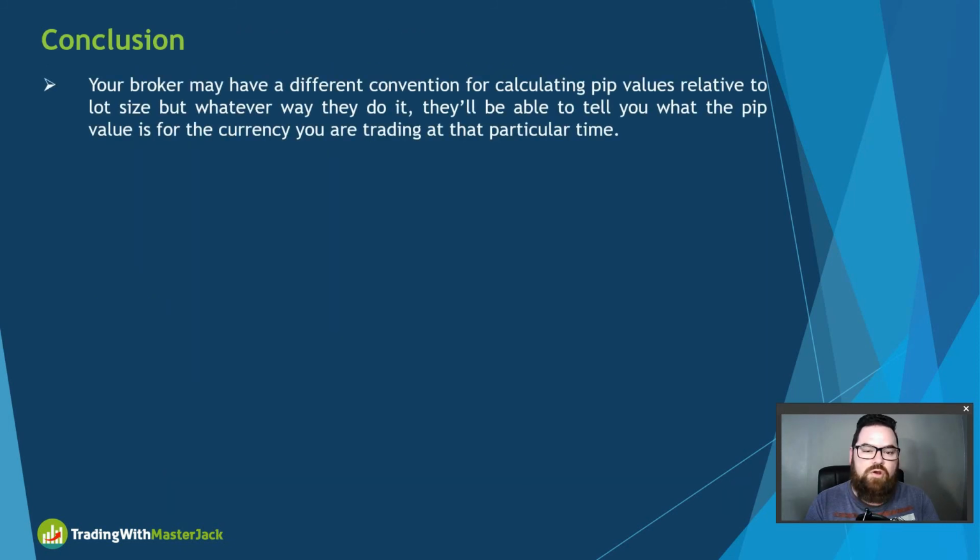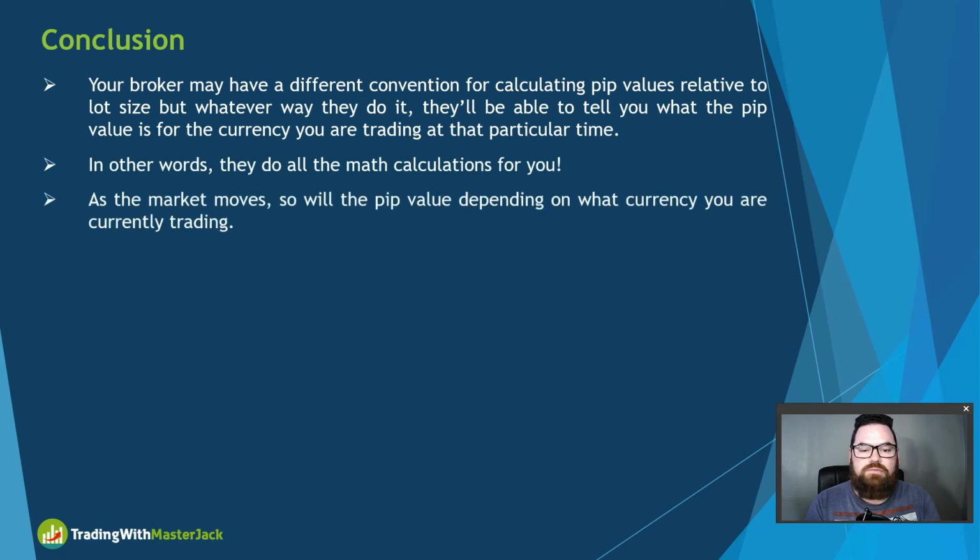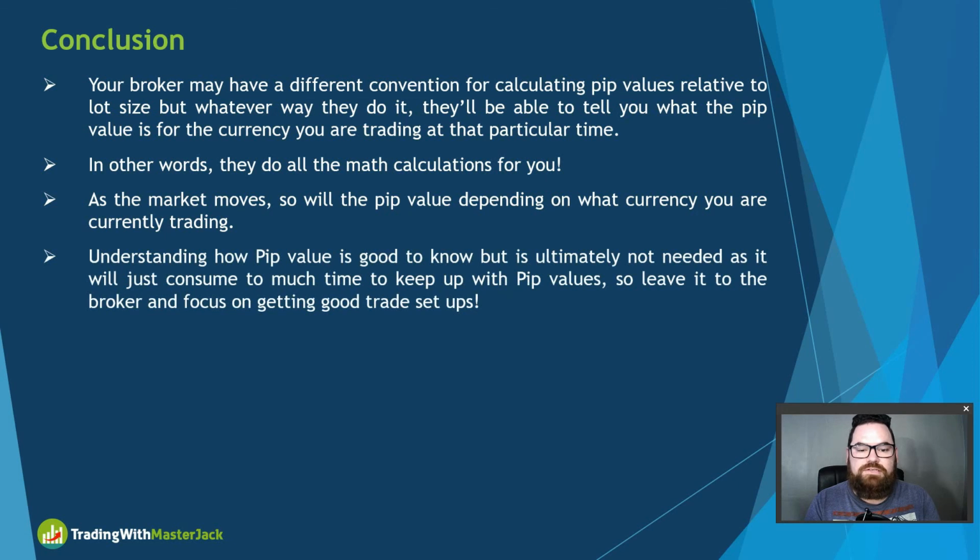In conclusion, your broker may have a different convention for calculating pip values relative to lot size, but whatever way they do it, they'll be able to tell you what the pip value is for the currency you are trading at that particular time. In other words, they do all the math calculations for you. As the market moves, so will the pip value, depending on what currency you are currently trading. And therefore, to try and track it for yourself, the pip values can be quite a headache and a complex process because there's a number of currencies involved and they're continually changing. So understanding pip value is good to know where it comes from, but is ultimately not needed, as it'll just consume too much time to keep up with pip values. So leave it to the broker and focus on getting good trade setups.